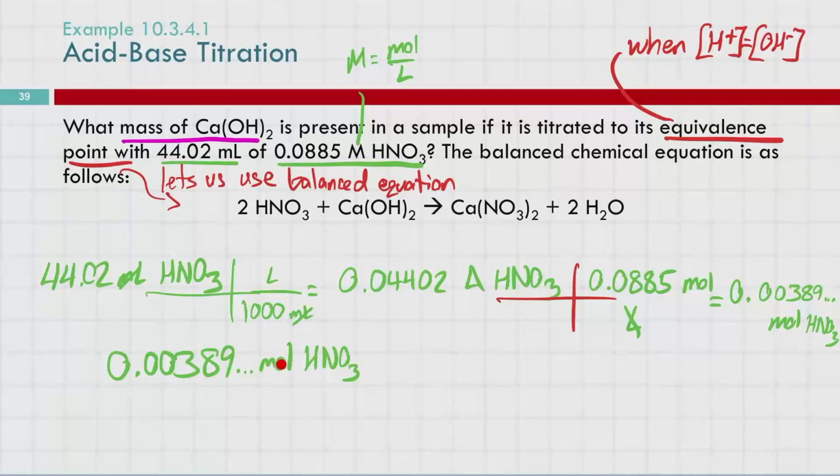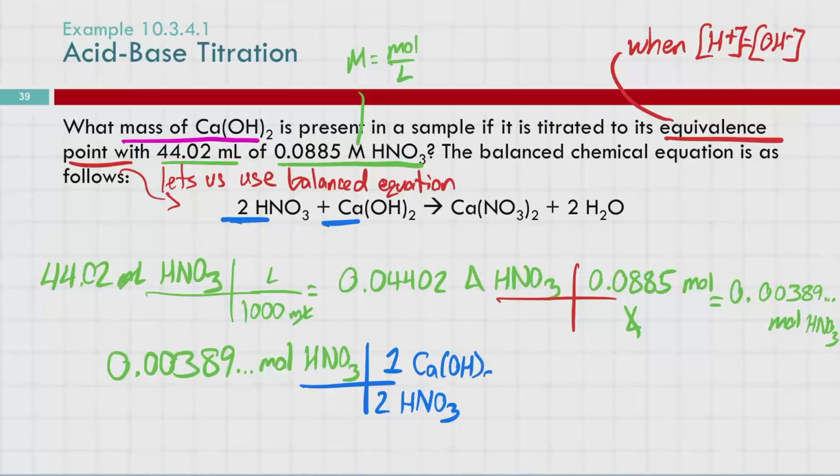We are already in moles, so we can do that switch. To do that switch, we need our ratio from our balanced chemical equation. It's 2 to 1. So we have to put in 2 HNO3 to react with 1 CaOH2. So we're dividing by 2 in this case. The HNO3s cancel. This will give us the moles of calcium hydroxide.